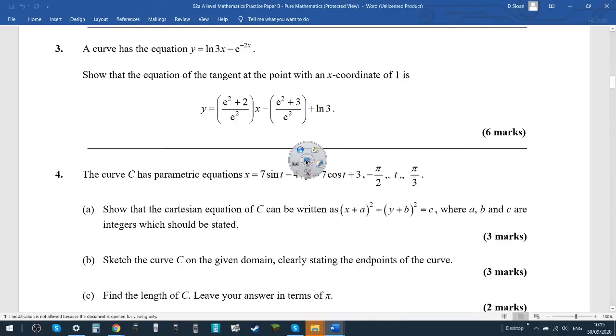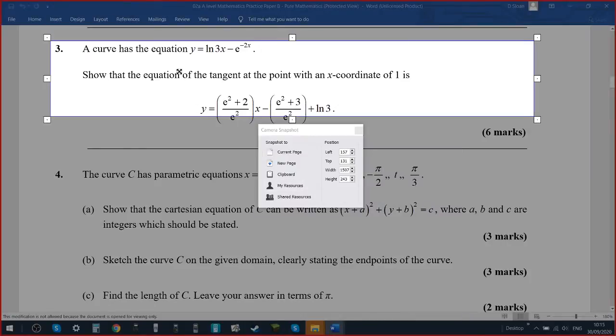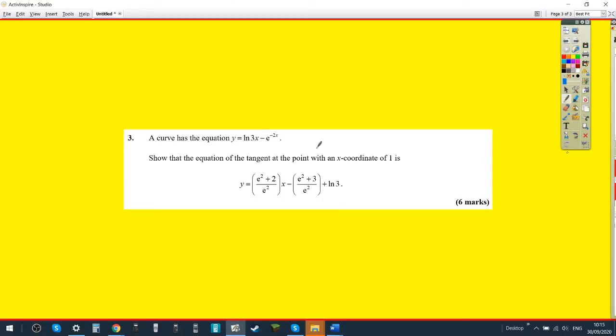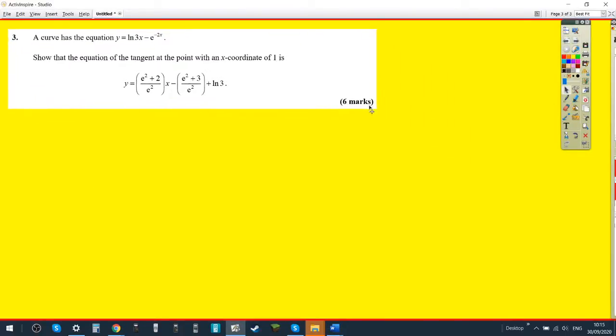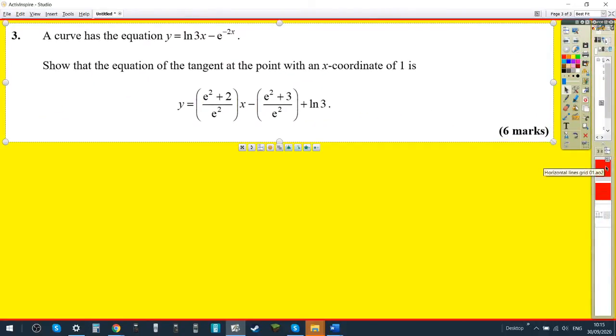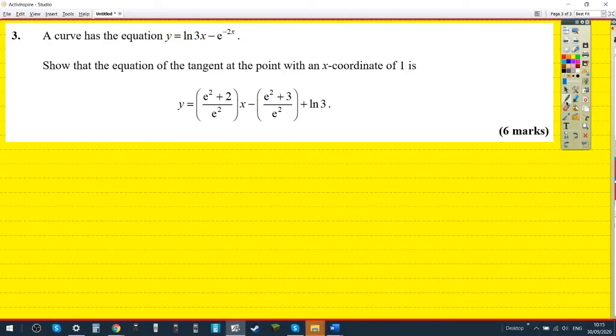Okay. How about this crazy one? Okay, so it says x coordinate of 1. Do I need to sub in 1 for ln 3x minus e to the minus 2x? I'd say yes, but it seems like it's not worth 6 marks, and that maybe you have to get the 1 yourself. You can't use the 1. A curve has this equation, the equation of the tangent.